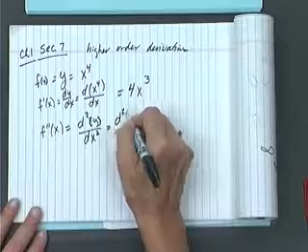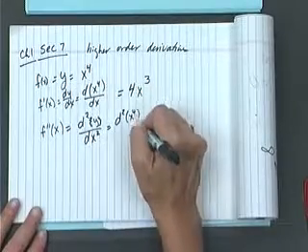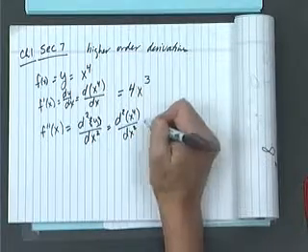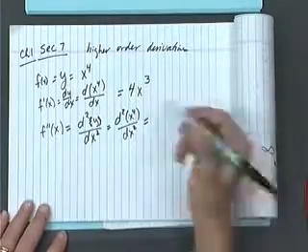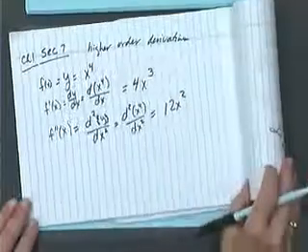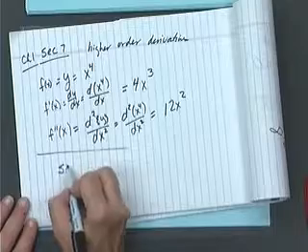Or you could write d squared and put in what your y is, which is x to the fourth, over dx squared. All right, that just means you're taking the derivative of the derivative, and what is that, everybody? 12x squared. 12x squared.